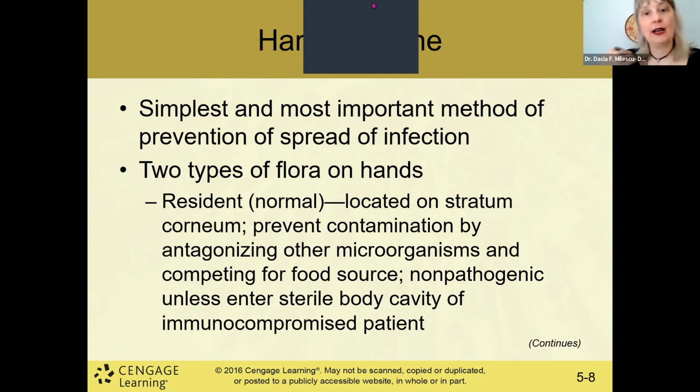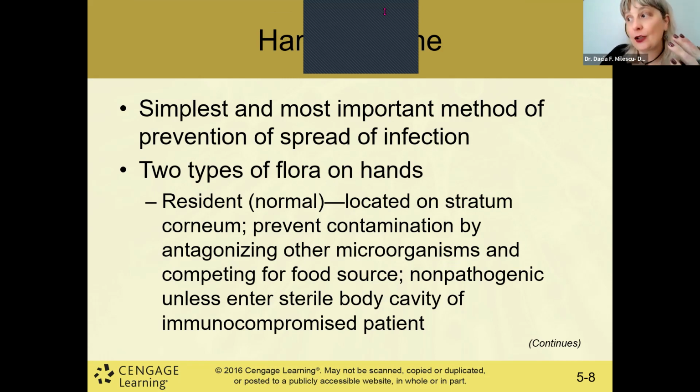A normal resident on the skin is Staphylococcus aureus. To prevent contamination by other microorganisms competing for the food source, they usually are non-pathogenic unless it enters a sterile body cavity that's not supposed to have anything, and the person has an immune response that is slowed down. They're immunocompromised, right? So you can have the normal flora that's not going to do anything to you.